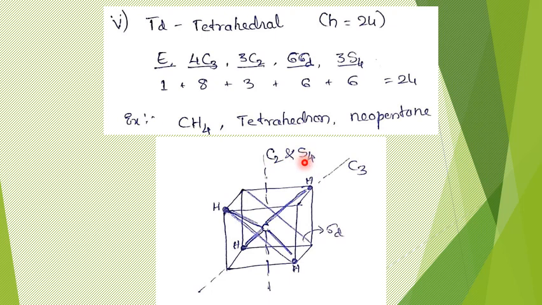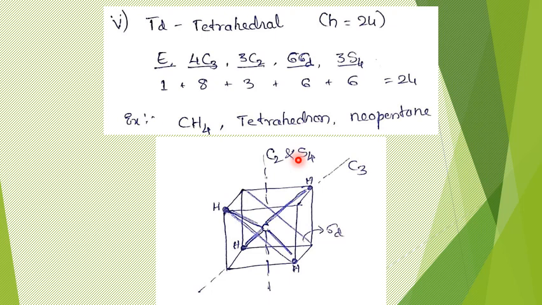So S4 also can be understood very easily. See S4, let me illustrate one operation here. S4 means C4 rotation followed by sigma. So this hydrogen, by 90 degree rotation, comes here, and this hydrogen comes here. But when we take the perpendicular sigma, this hydrogen which was present here will reflect back here. Similarly, this hydrogen will reflect back here. That's how this is an S4 axis, and S4 operations are possible.